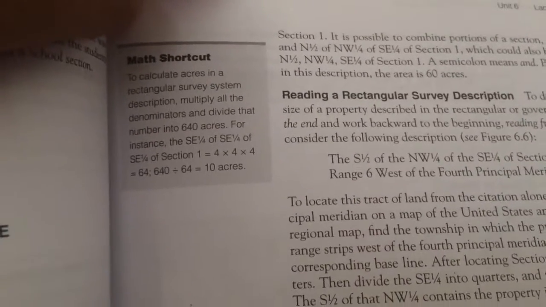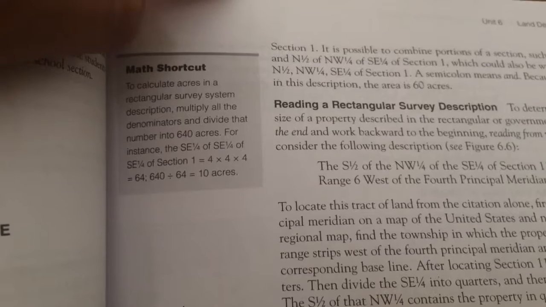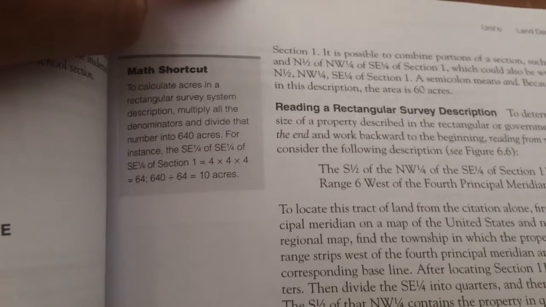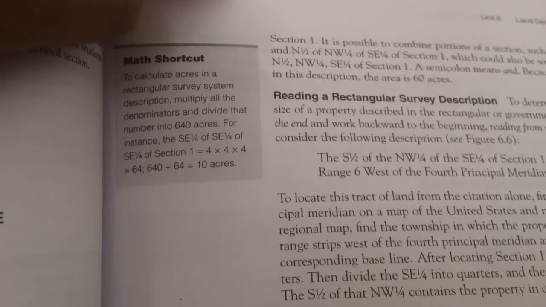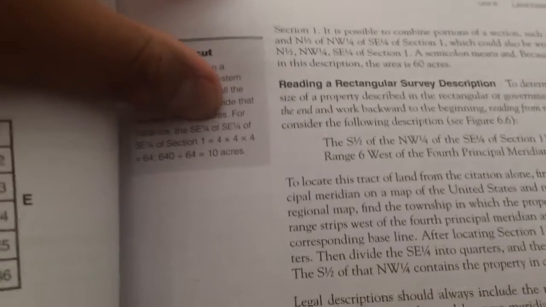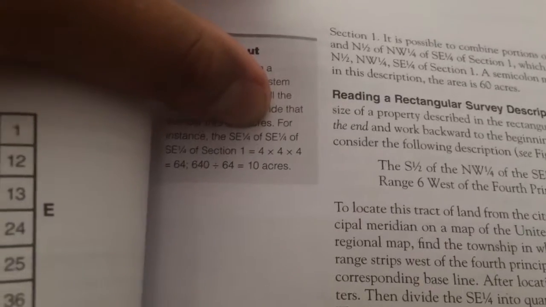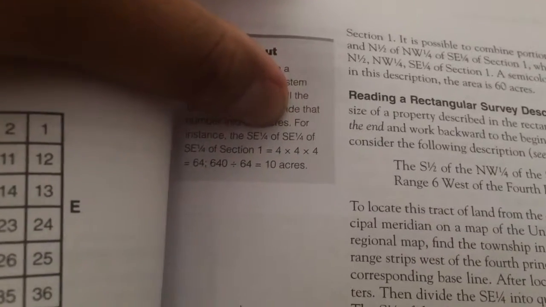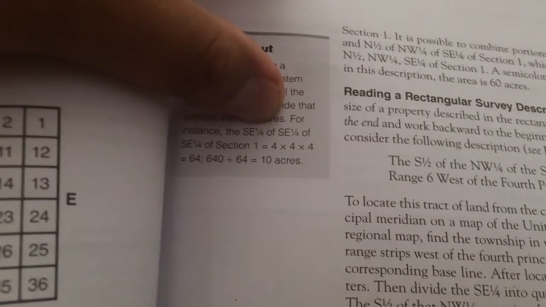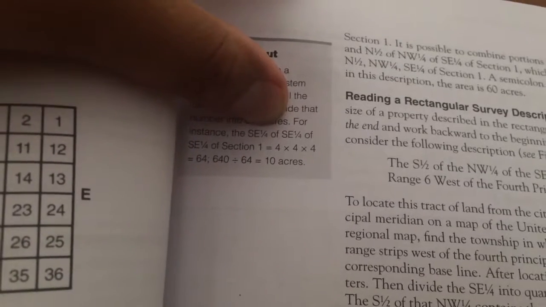Math shortcut. To calculate acres in a rectangular survey system description, multiply all the denominators and divide that number into 640 acres. For instance, the southeast 1/4 of southeast 1/4 of southeast 1/4 of section 1 equals 4 multiplied by 4 multiplied by 4 equals 64. 640 divided by 64 equals 10 acres.